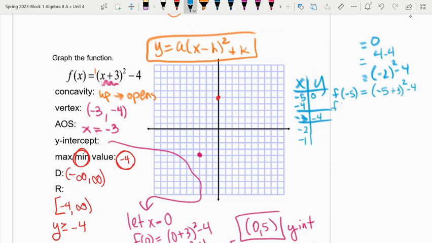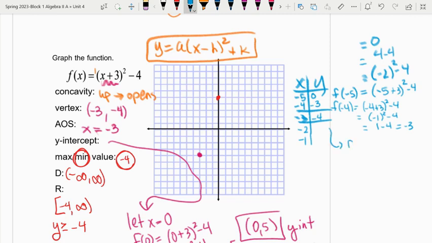Negative 4, so f of negative 4 is (negative 4 plus 3) quantity squared minus 4. So negative 4 plus 3 is negative 1, squared, minus 4. Negative 1 times negative 1 is 1. 1 minus 4 is negative 3. So f of negative 4 is negative 3.